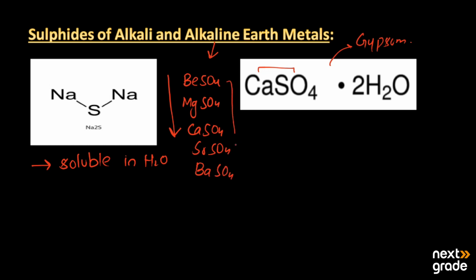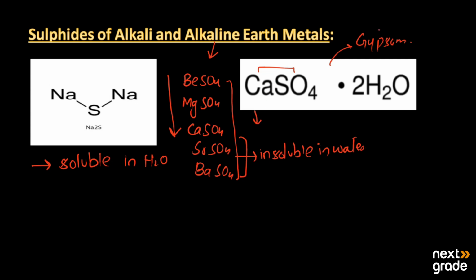All these are alkaline earth metals, and when we move from top to bottom in the group, their solubilities decrease, and the bottom elements are insoluble in water. So we can say that their solubility decreases down the group.